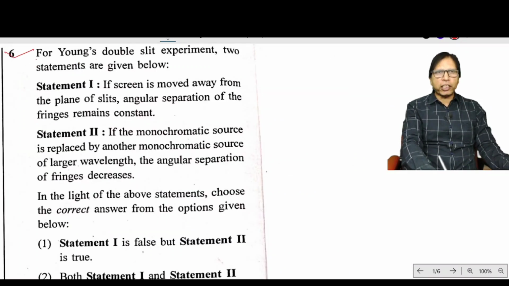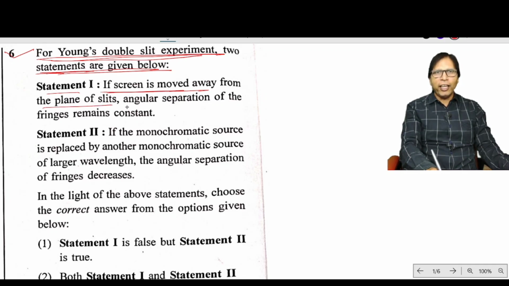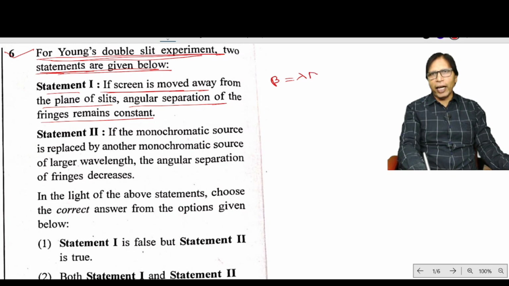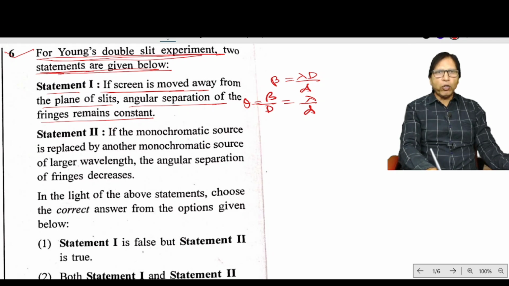Question number 6. For Young's double slit experiment, two statements are given below. Statement 1: if the screen is moved away from the plane of the slit, the angular separation of the fringes remains constant. Fringe width beta equals lambda D by d, so beta by D is the angular width, equal to lambda by d. The angular separation remains constant if the screen is moved away. This statement is correct.